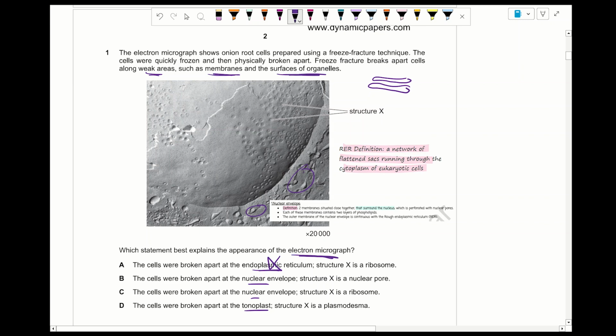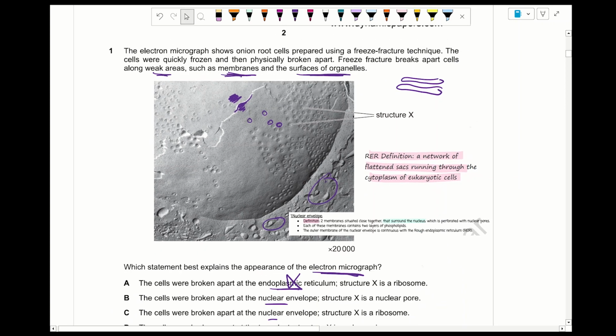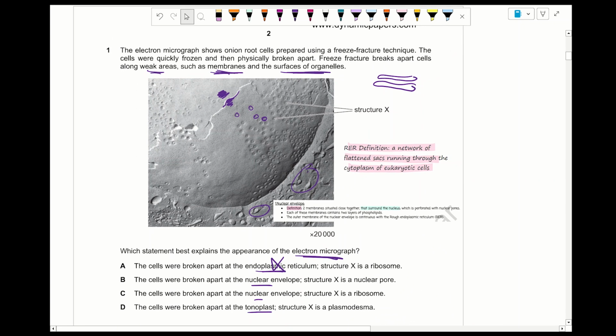Now, let's see the rest of the suggestions. We must first zoom in deeper. What could you see here? Here we could see two layers. There's an upper layer and a lower layer, indicating that this is a bilayer. Therefore, this is a membrane which could be broken apart. Now, the second point, here we could clearly see pores. And as we all know, the nuclear envelope is a bilayer with pores. Therefore, it makes sense that this structure X is the pores of the nuclear envelope. Therefore, the answer is going to be B.